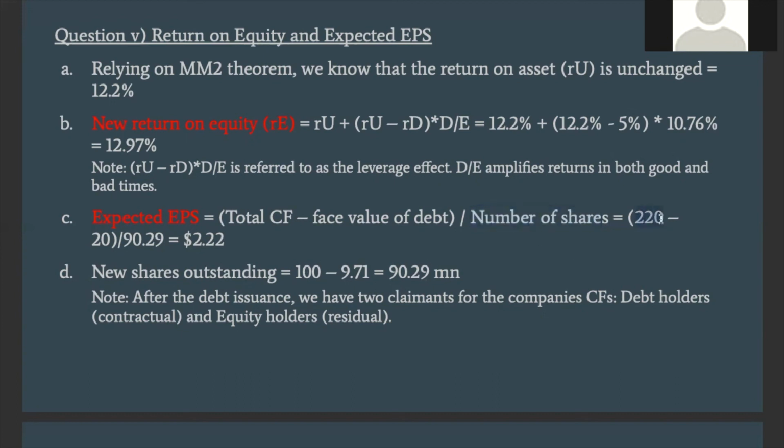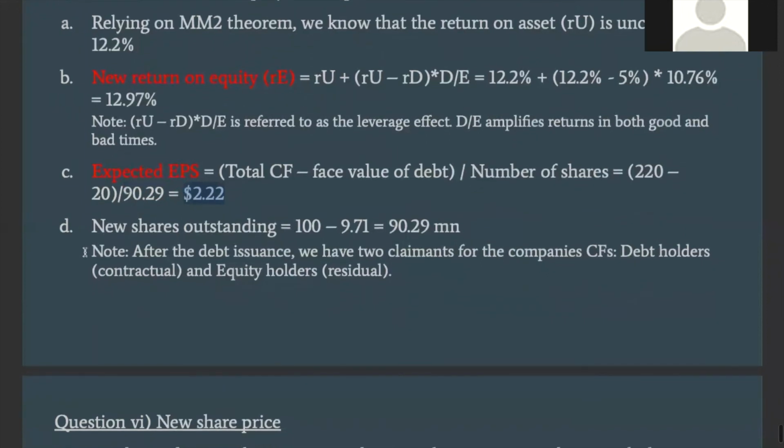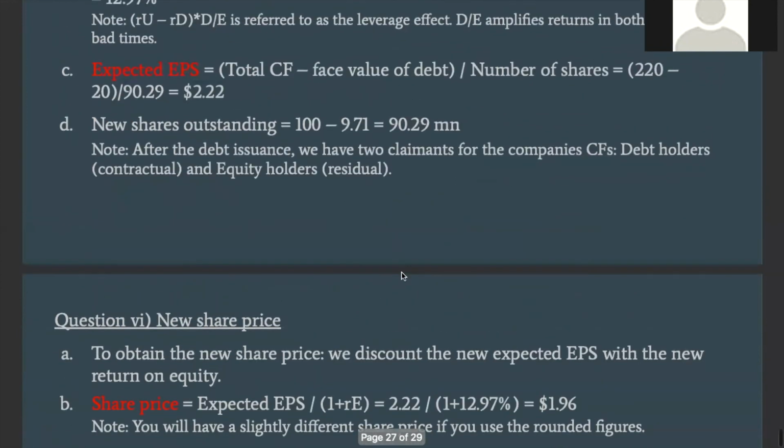So we know that the total cash flow that we expected in year T equals 1 is 220. We know that we need to pay debt holders 20 million. So that gives us 200 million as cash flow to equity holders. And if we divide that by the total number of outstanding shares, we have a new EPS of 2.22. Here below, I just emphasize what I said before: we need to keep in mind that there are two claimants for the company's cash flows. One are the debt holders, who need to be paid, and then there are the equity holders. Any questions?